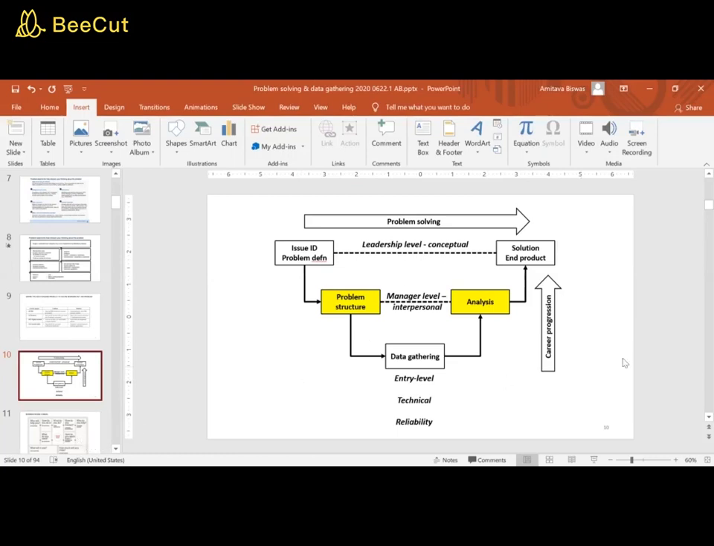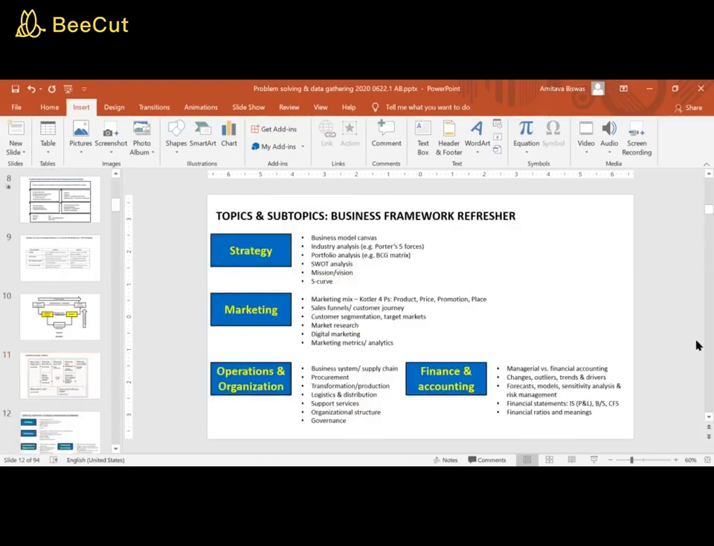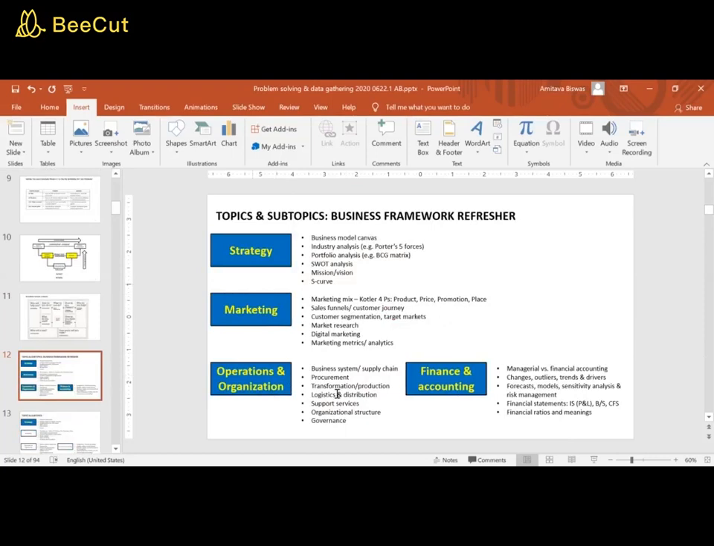So some of these things we've used already. We've used the business model canvas. That's one framework. I'm going to break this down. This is in fact another framework, a framework for understanding the different components of a business, of a company. You can talk about the strategy, its marketing, its operations and organization, and the finance and accounting. This is exactly how I break up my intro to business class.